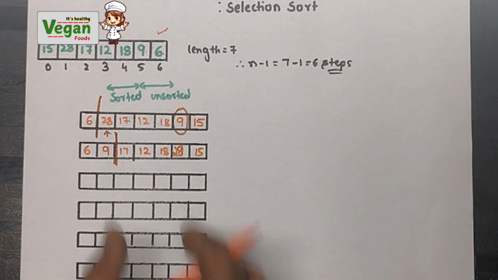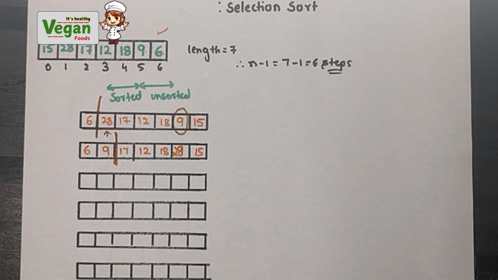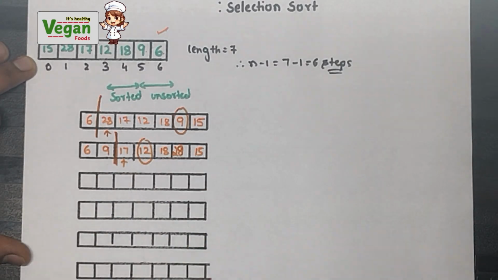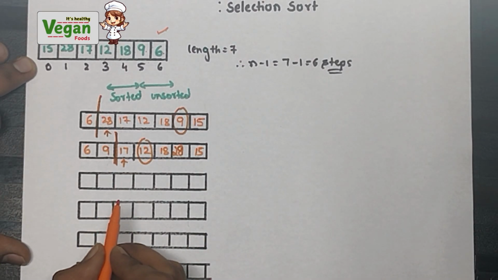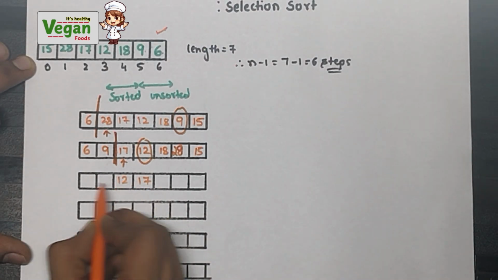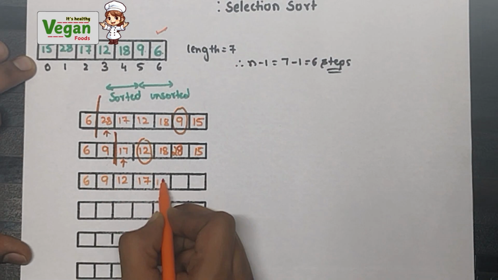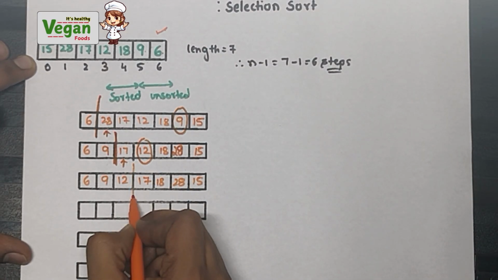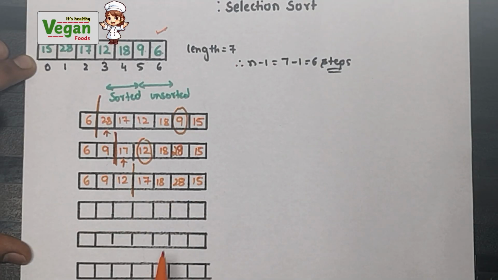Now what is the smallest value in the unsorted sublist? That is 12. So 12 will be swapped with the first element of the unsorted sublist, that is 17. 17 will go to 12's place and 12 will come to 17's place. 9, 6, 18, 28, 15 will be as they are. So up to here my sorted sublist has come.